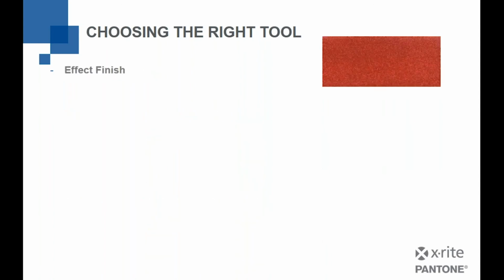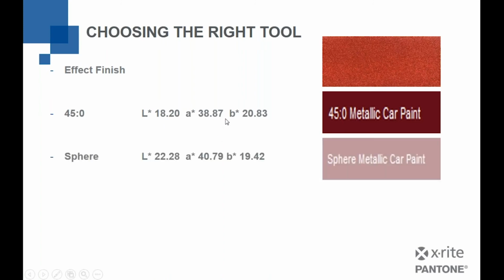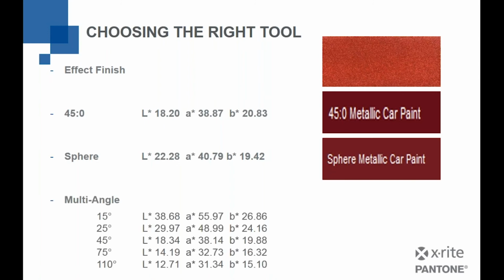All right, so then let's move on to the last, the effect finish. And so I can measure it with 45-0 and get LAB values. You'll see the L is almost the same as it was when I measured the foil, but now I've got some significant A and B to it, making this a very deep red kind of color. Honestly, when I measure it with a sphere, I get very similar results. If you were to calculate the delta between those two, it's only a few delta E. They're fairly close to one another. The issue is that both of these instruments are essentially going to capture that color from a single angle.